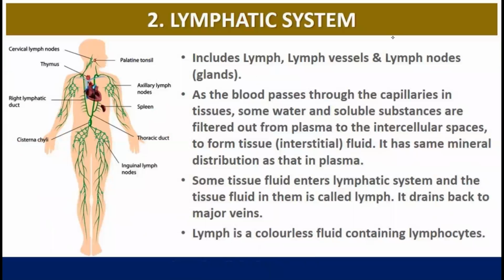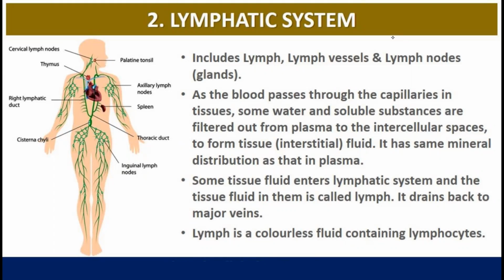The next comes the lymphatic system. It includes lymph, lymph vessels, and lymph nodes. Those are glands. As the blood passes through the capillaries in the tissues, some water and soluble substances from the blood vessels filter out from plasma to the intercellular space, which is known as interstitial fluid. It has the same mineral distribution as that in the plasma. Some tissue fluid will enter into the lymphatic system, and this tissue fluid is then known as lymph.